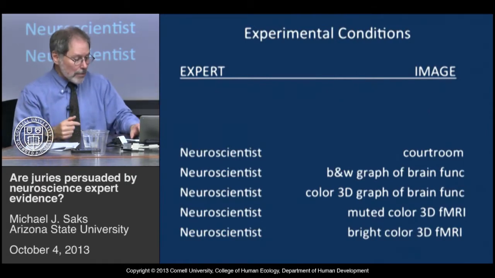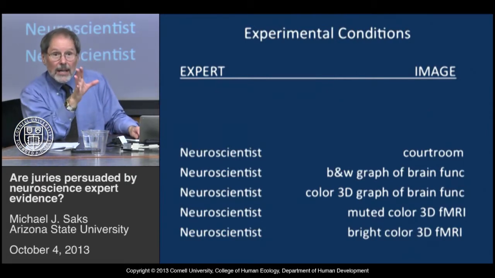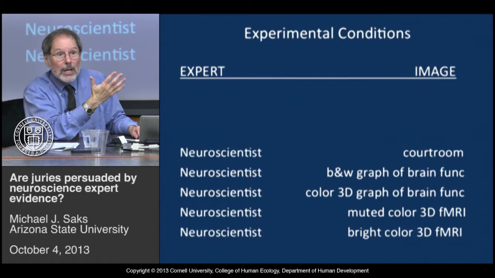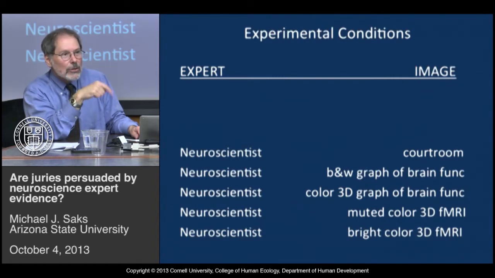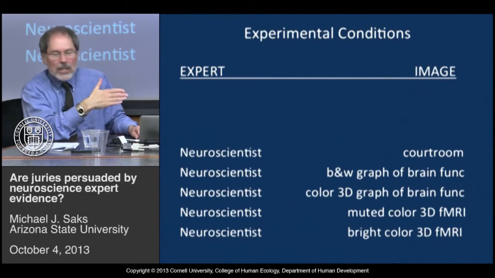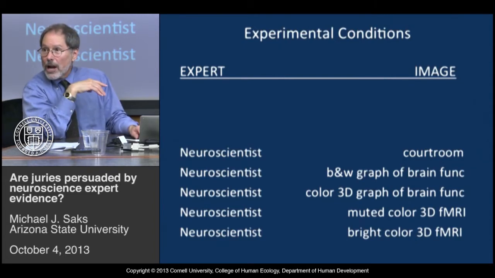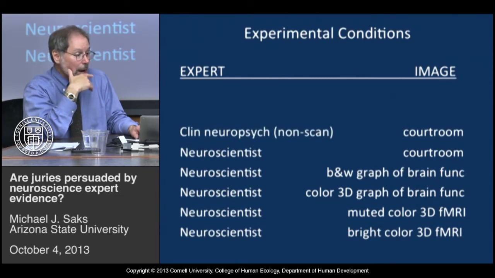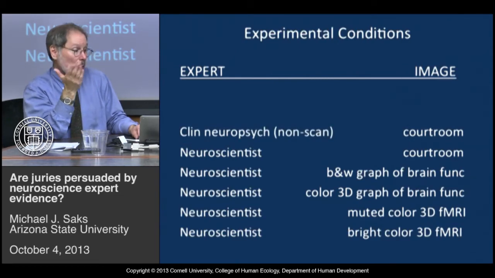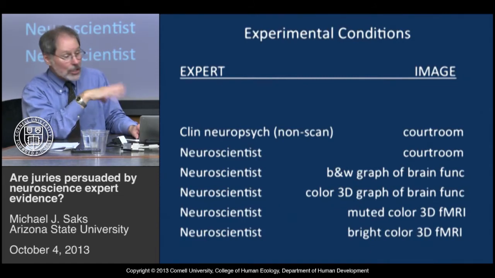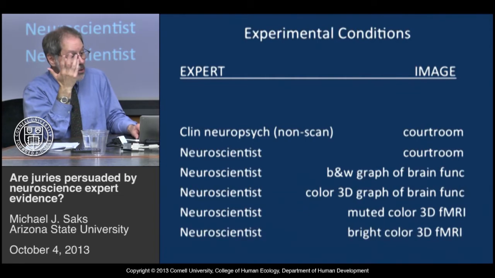Same verbal information in all of these, but we didn't want to not have some picture, so that people are seeing something visual, but we don't want it to be relevant to the testimony. So it's a courtroom. You're going to see the neuroscientist, you're going to see a picture of the courtroom where the trial could take place. What if it's just learning about the brain from tests other than brain images? So we have a clinical neuropsychologist with an image of a courtroom.